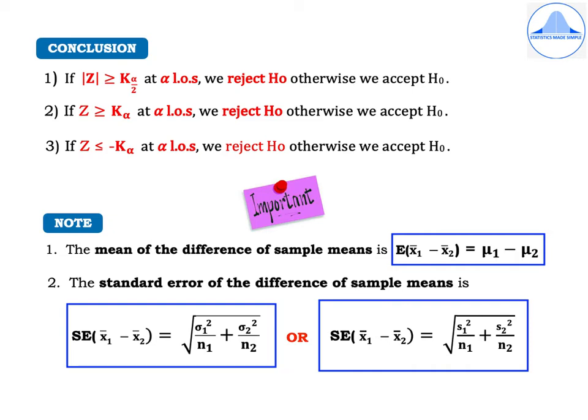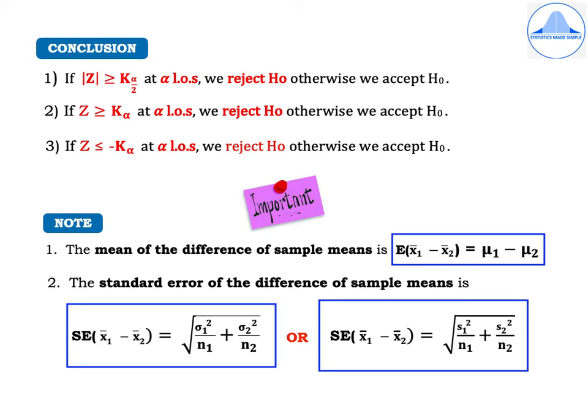Now let us learn the mean and standard error of the difference of means. This is a very important topic because it will come for 2 marks. You'll have problems based on them. So the first note is the mean of the difference of the sample means. Here the mean is nothing but expectation E, and the difference of the sample means is nothing but x bar 1 minus x bar 2. So in notations, it will be E of x bar 1 minus x bar 2 is equal to mu 1 minus mu 2.